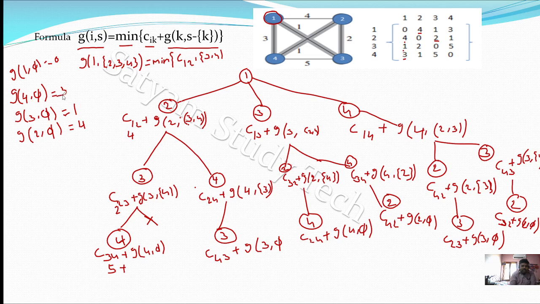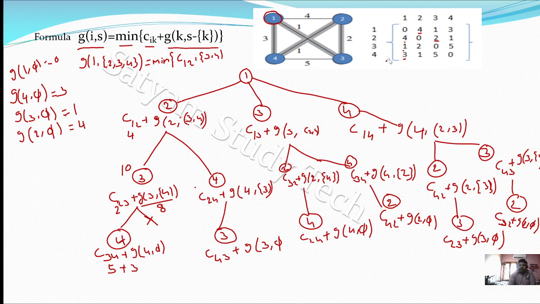Here you can see it is 3. 5 plus 3, it is 8. So this value is 8. C of 2 3, the 2 3 value is 2. So that value is 10. You can note down here: 2 plus 8, it is 10.